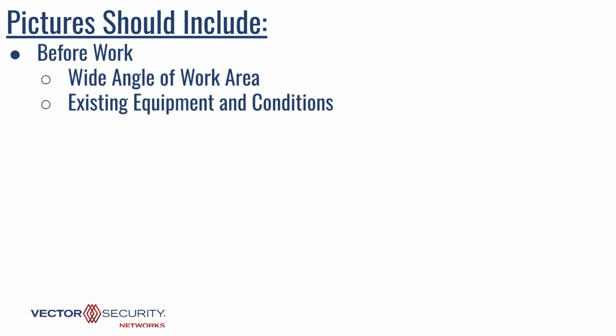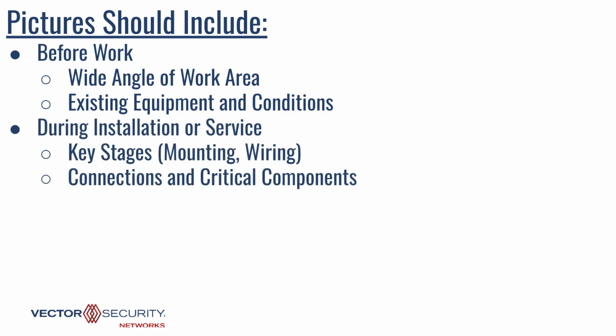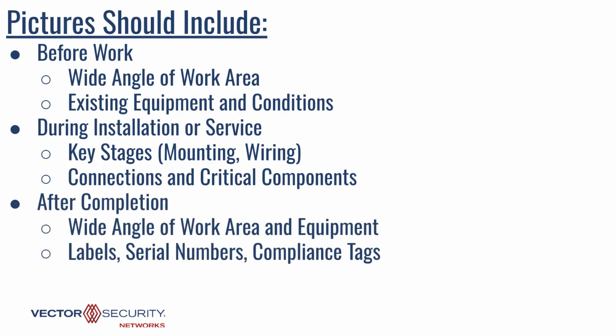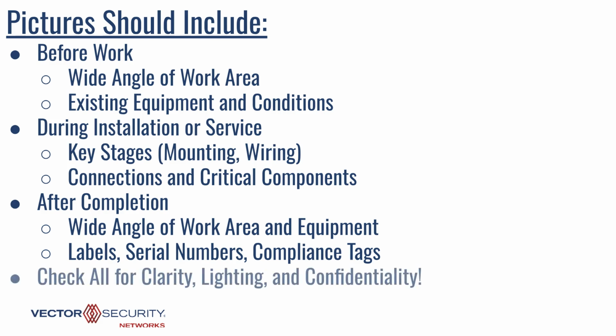First, before starting work, capture a wide angle of the work area with the existing equipment and conditions. When installing or repairing the devices, capture key stages such as wiring, connections, and close-ups of critical components. After completion, you'll get a wide angle of the work area, close-ups of proper connections, identifying information such as labels, serial numbers, and compliance tags. We aren't expecting Pulitzer Prize level photography, but please be sure to check your images for good clarity and lighting.